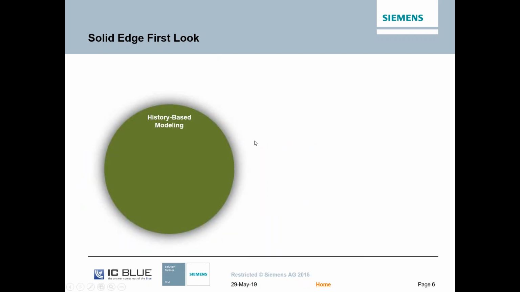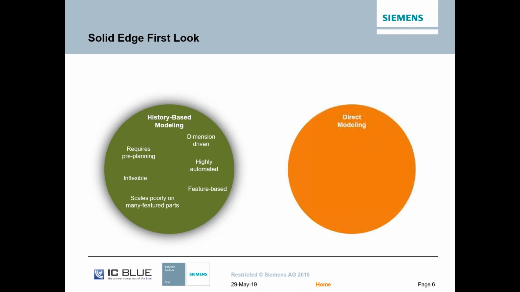Brilliant. So part design. Just to give you a bit of an overview of the history of Solid Edge and where we've got to. Historically, there were a lot of CAD systems that used history-based modeling. That was where it was a dimension-driven system, highly automated, and often revolved around the feature base. So those were some really good features of previous CAD systems. Some of the things that weren't so good was it required a lot of pre-planning, it was inflexible, and it scales poorly on many featured parts. It often meant that your system would slow down after a while.